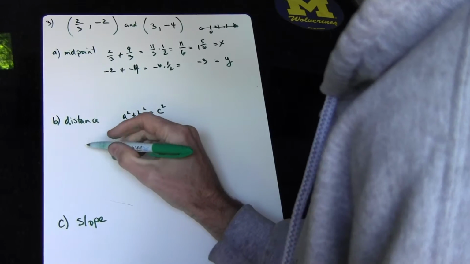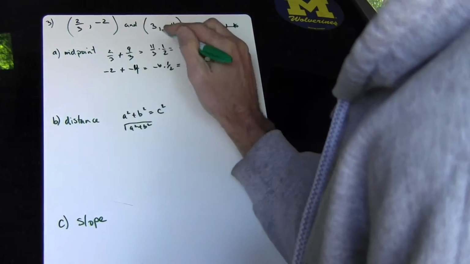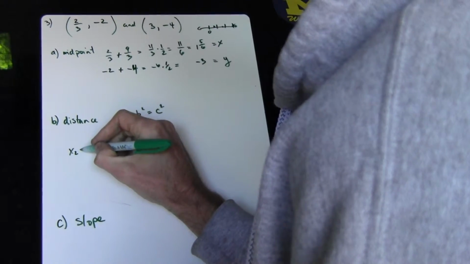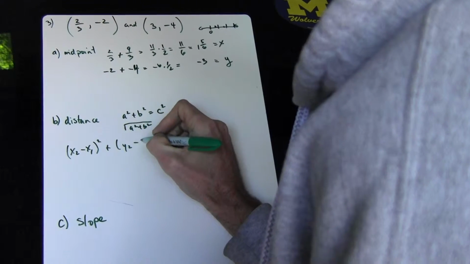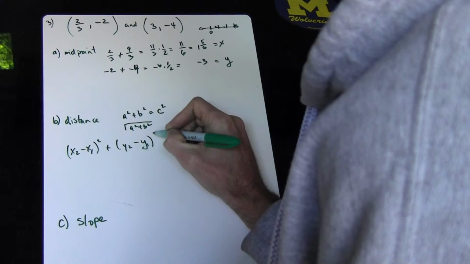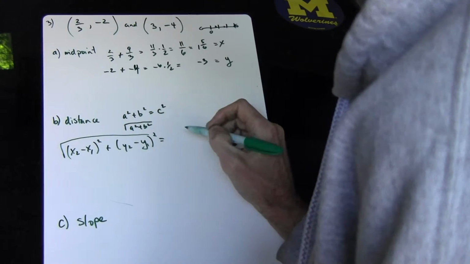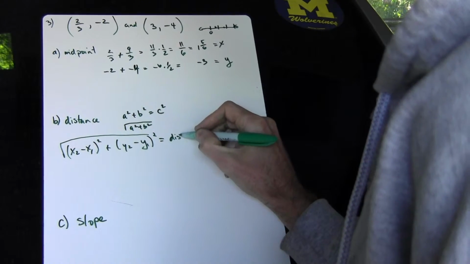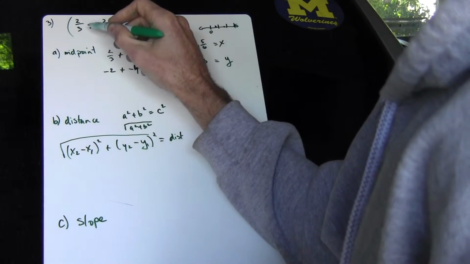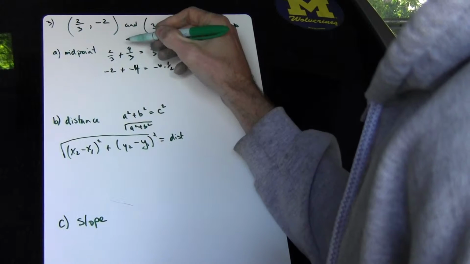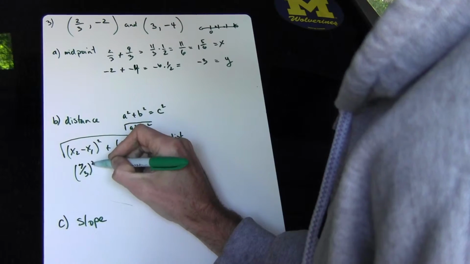To find the distance between the 2 x values, you have to subtract. So it's going to be x2 minus x1 squared plus y2 minus y1 squared, and then the square root of that. That's going to be the distance. So let's take our time. It's going to be 3 minus 2/3. Once again, it's 9/3 minus 2/3, so that's going to be 7/3 squared.